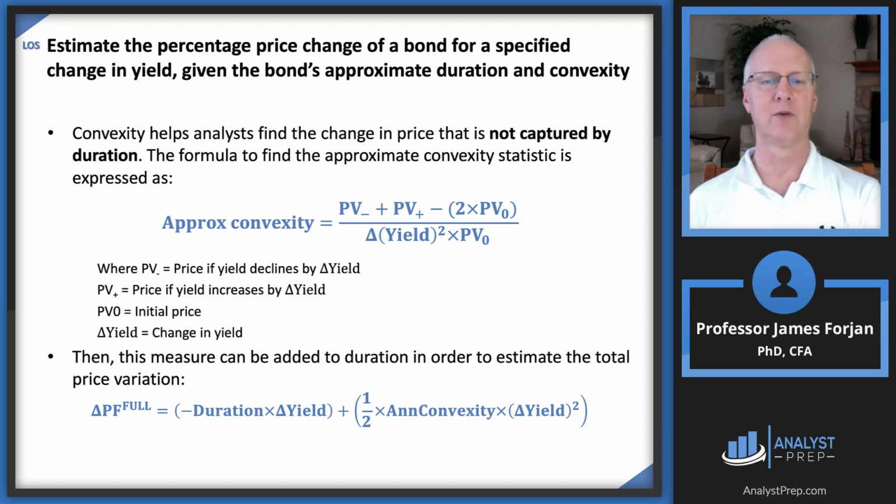Now, here's a good formula for calculating approximate convexity. Boy, if I showed you the formula for actual convexity, you would say, I'll probably just guess on that one when it comes to the exam. But this is a really good one. And note that it's based on the formulas that we had before. We have two present values in the numerator, like in our previous one, 103 and 99, and then we subtract 2 times the current price. In the denominator, we still have our current price, and then the change in yield squared. Okay?